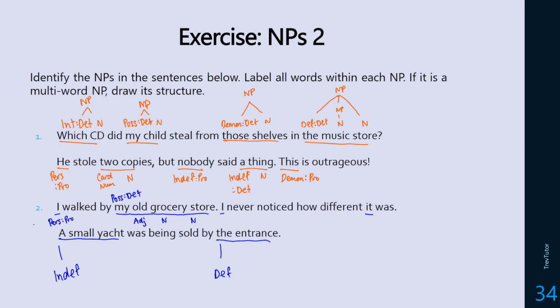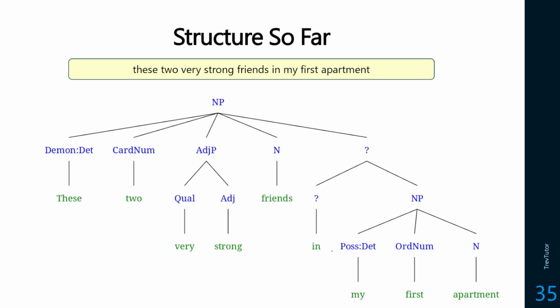So, if we think about the structure so far that we've been building at the beginning of this section, this is what we have so far. These two very strong friends in my first apartment. These, demonstrative determiner, 2 is a cardinal numeral, very strong as a qualifier, and adjective built into an adjective phrase. Friends is our noun. And then my first apartment, my is a possessive determiner. First is an ordinal numeral, and noun for the apartment. So we just need to figure out in, and that'll be the end of this section.